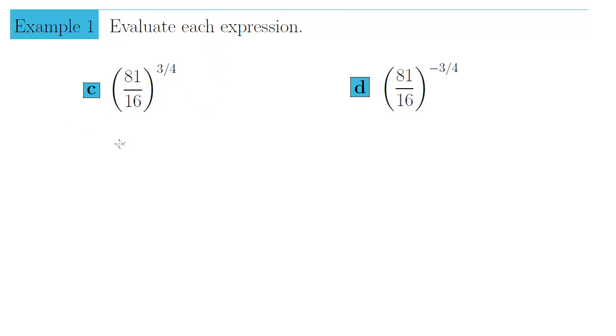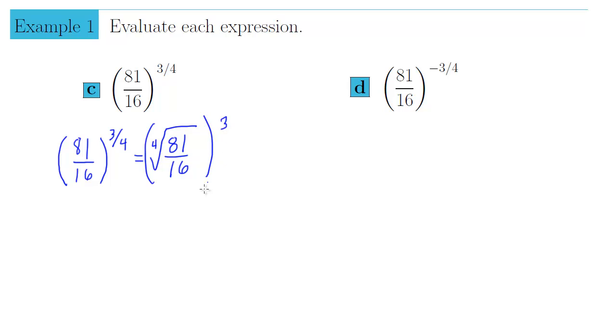So it's the same definition. If you want to evaluate some number 81 over 16 to the 3/4 power, this 4 is going to become a root, and this 3 is going to stay an exponent. So you're going to make this 81 over 16, but then because of the 4, you're going to have a 4th root of that fraction, and because of the 3, you're going to have a cube.